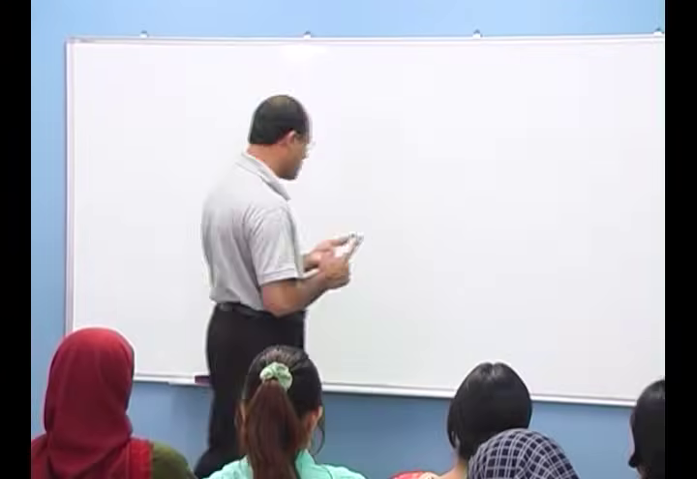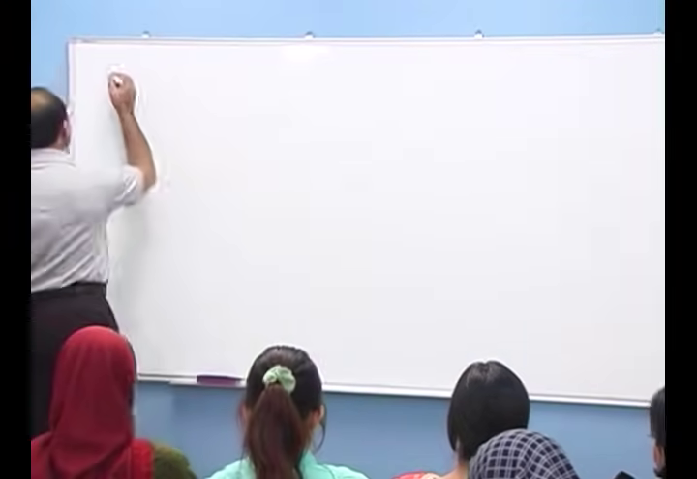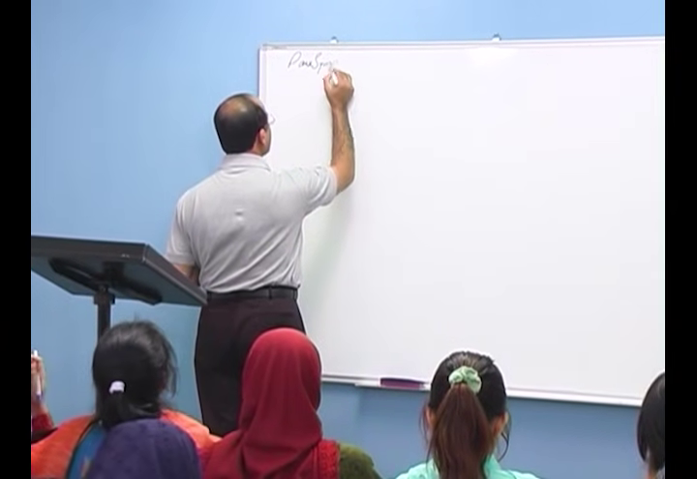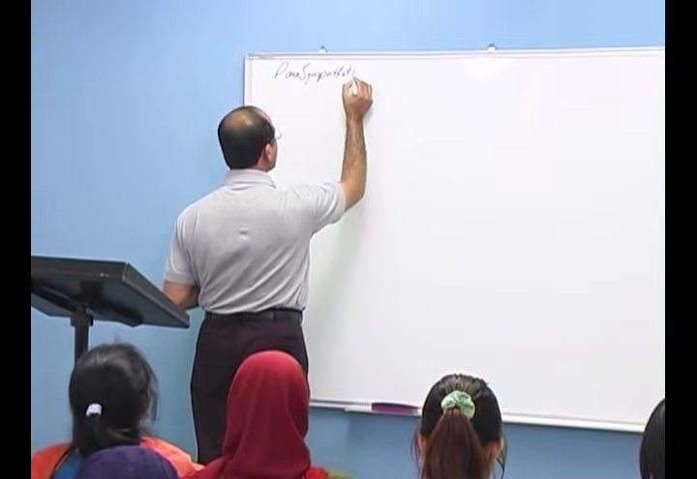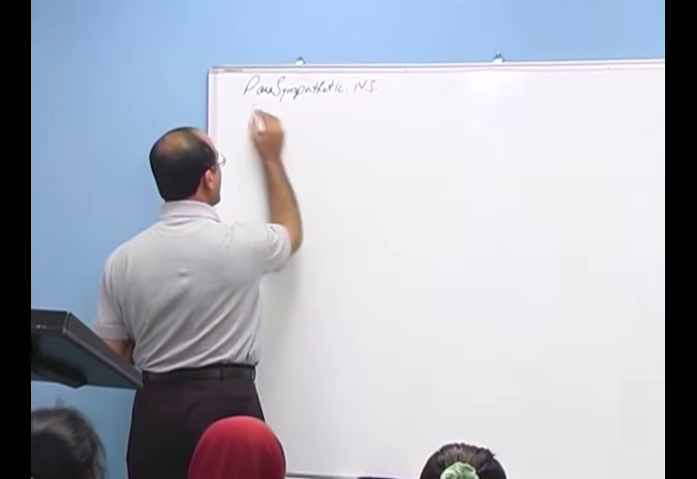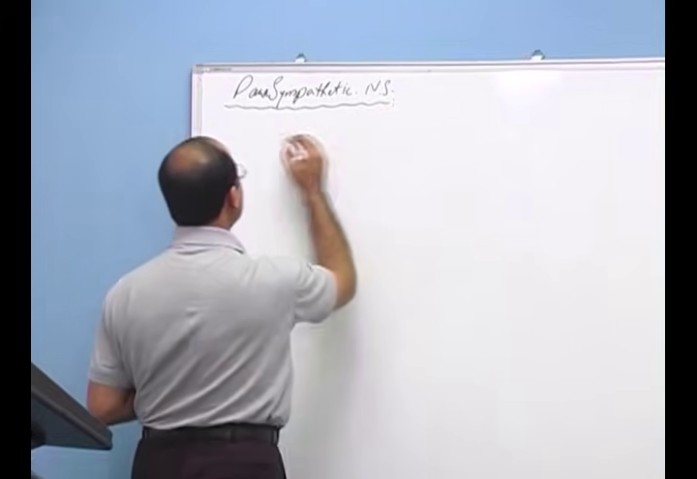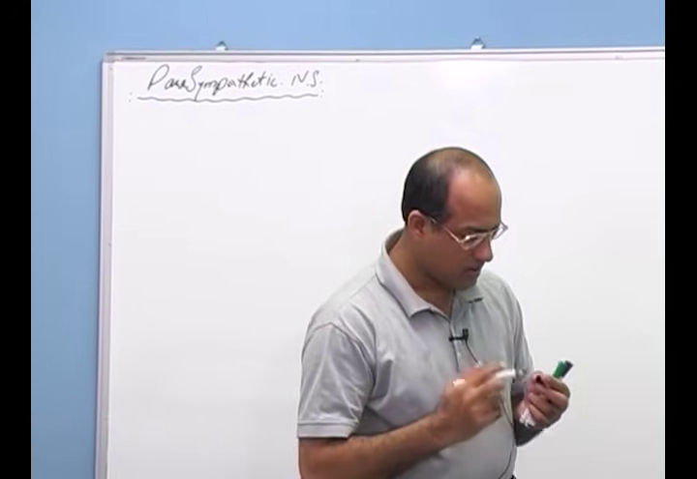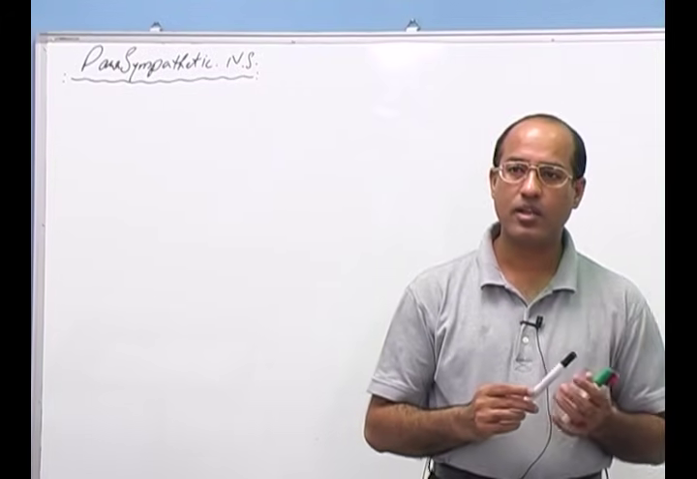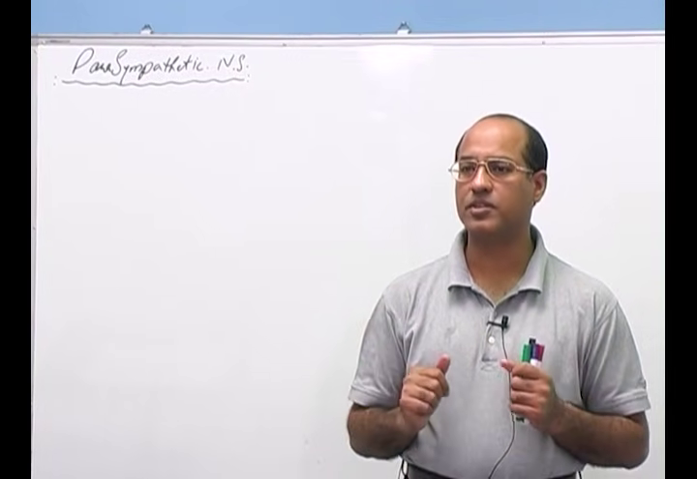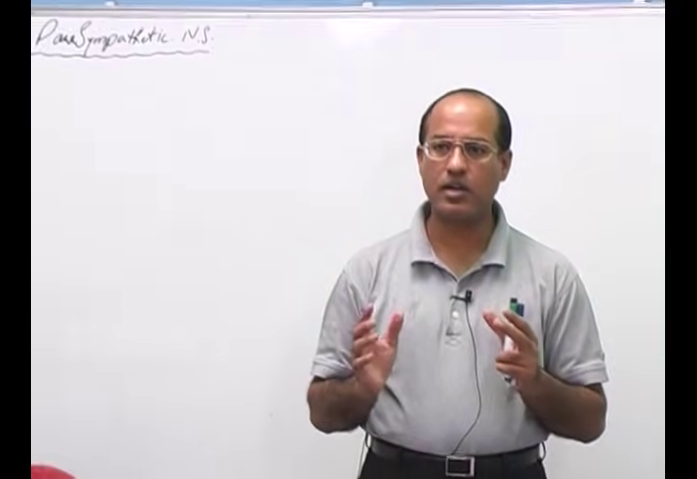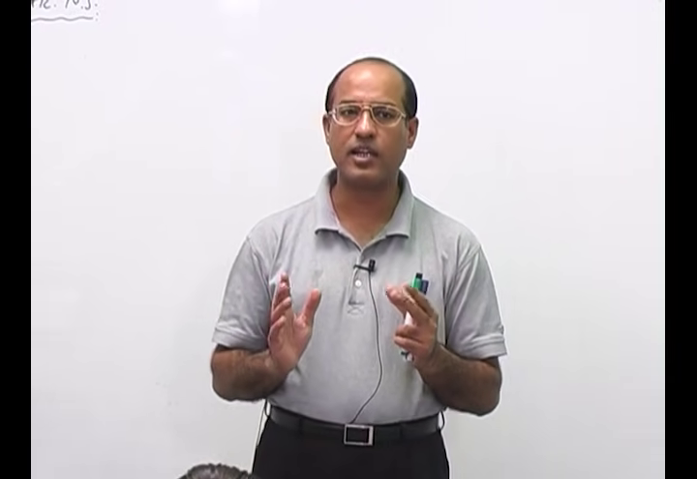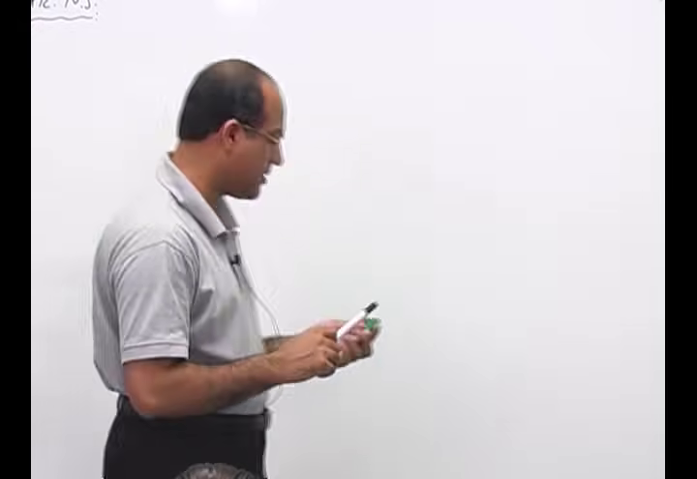Okay, now we will be talking about the parasympathetic nervous system. The parasympathetic nervous system, as you know already, is one of the divisions of the autonomic nervous system, and it has many differences from the sympathetic nervous system. First I will talk about the basic anatomical details of the parasympathetic nervous system, and then we will go into detail on how they are different from each other.